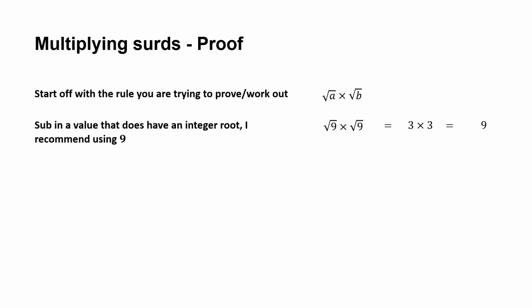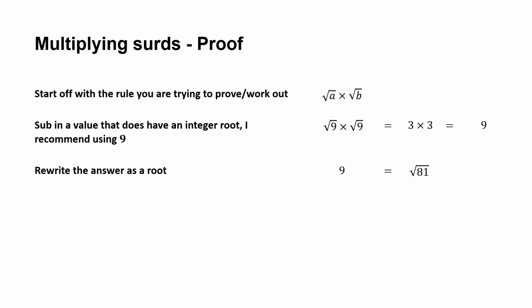Well, I'm going to put 9 in place of the a and the b, and I'm going to try and derive the rule by using 9 because 9 has a nice square root. The square root of 9 is 3. So we can get a nice integer value for this. And then we're going to compare it to a root term, and we're going to try and derive the rule that way. So I know that root 9 times root 9 is 3 times 3, which is 9.